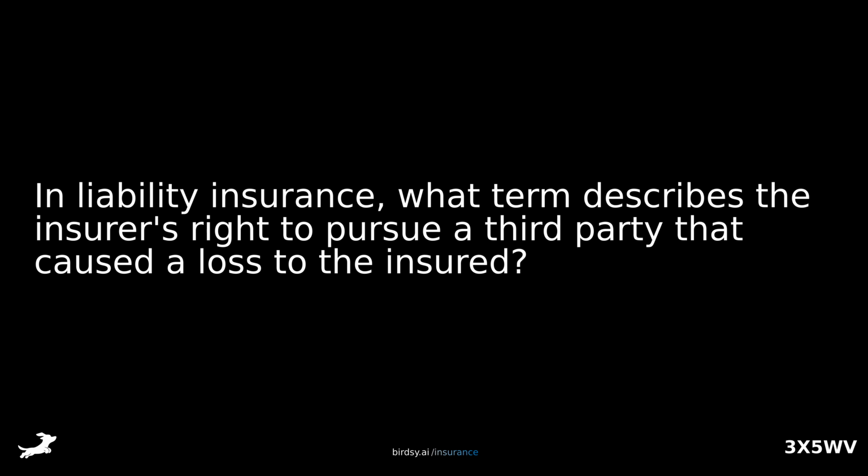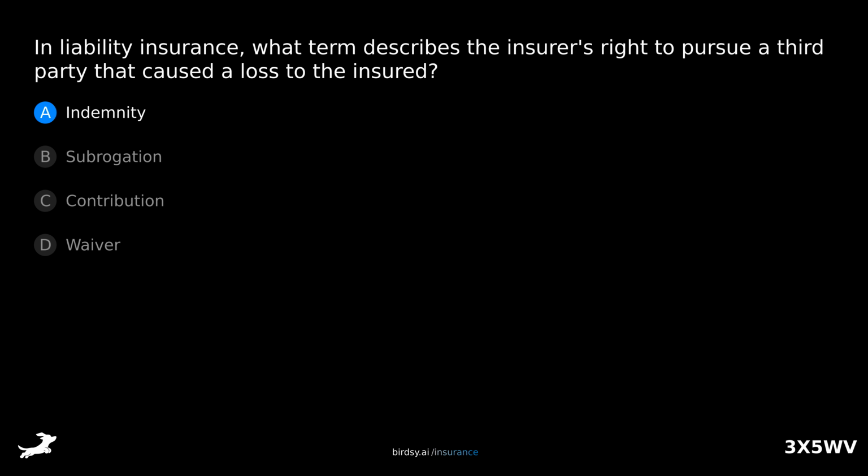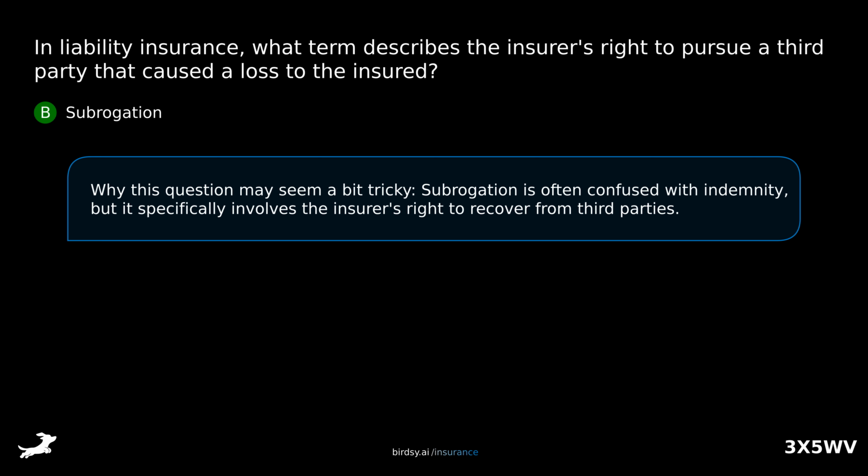In liability insurance, what term describes the insurer's right to pursue a third party that caused a loss to the insured? Is it A, indemnity, B, subrogation, C, contribution, or D, waiver? The answer is B, subrogation. Why this question may seem a bit tricky: subrogation is often confused with indemnity, but it specifically involves the insurer's right to recover from third parties.